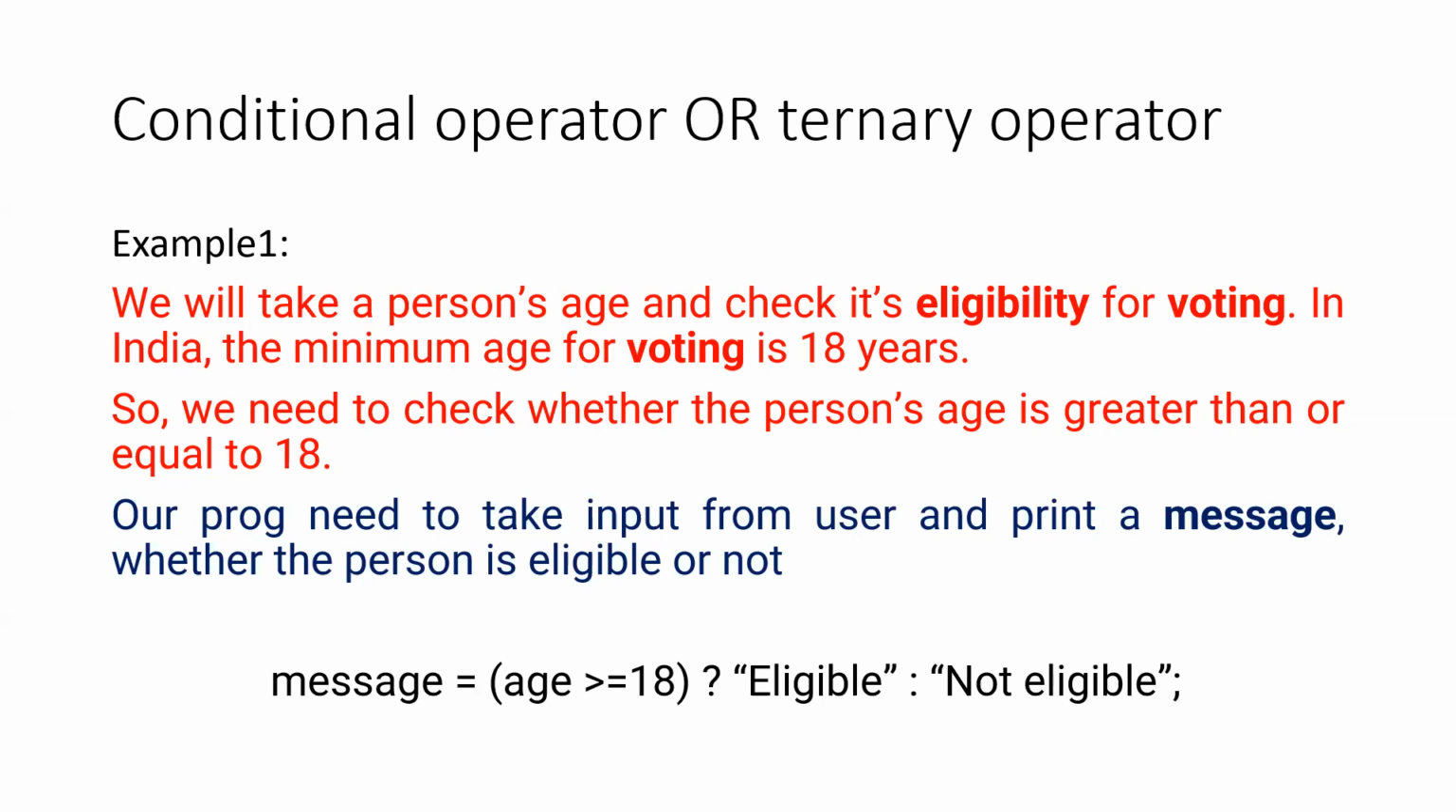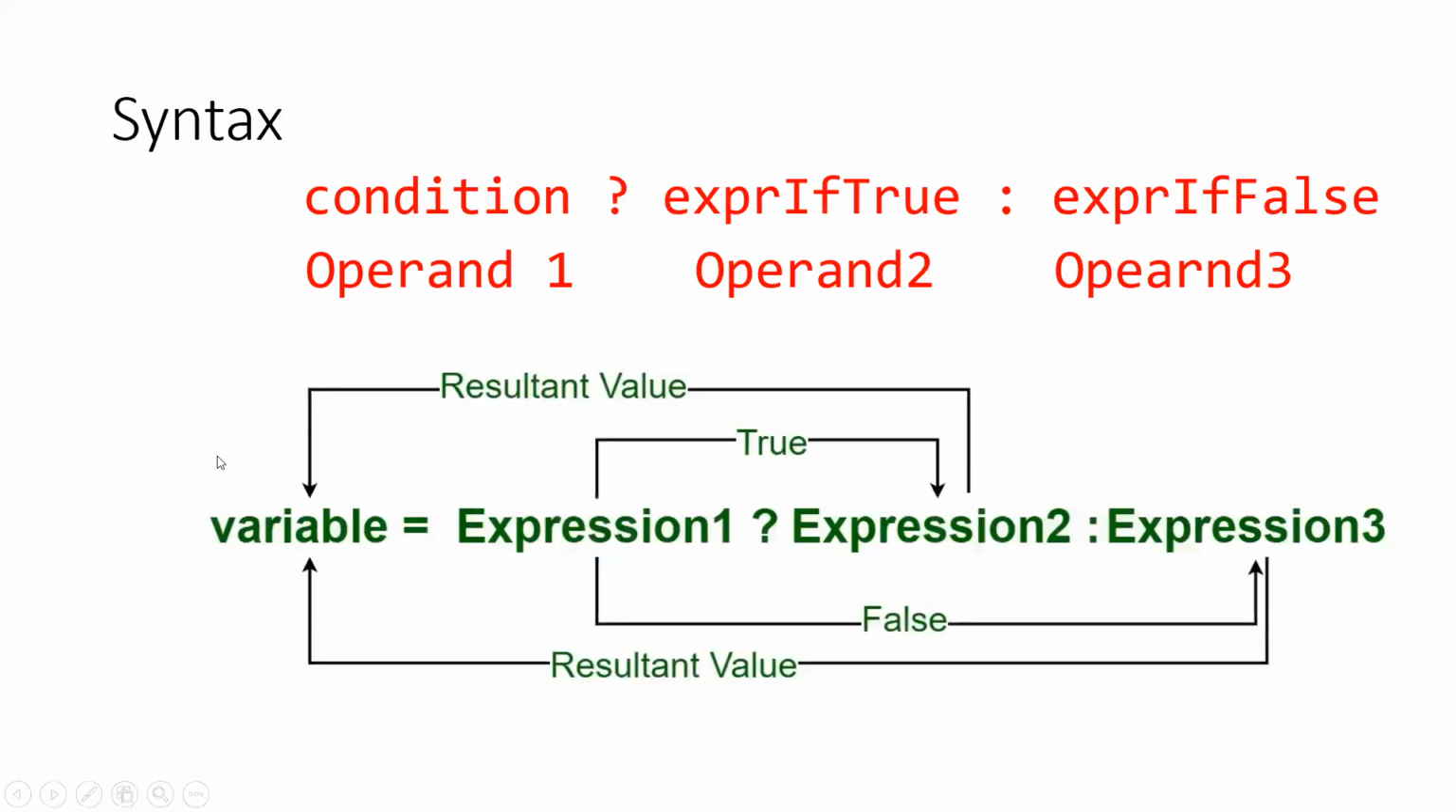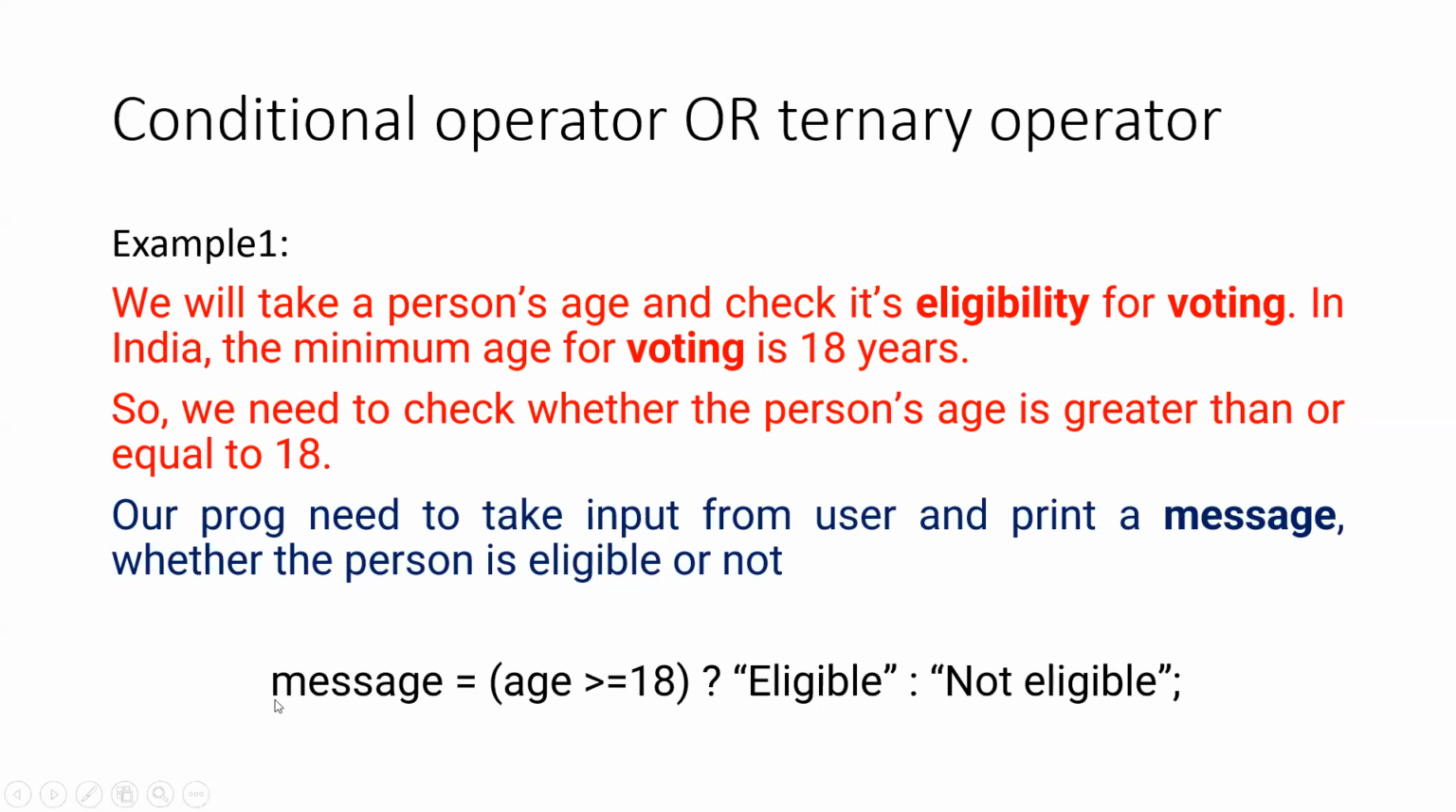So what is the essential part of our program? Our program needs to take input from the user in the form of the age of the user, and if it is 18 or above 18, then it will print a message, the person is eligible. If it is below 18, the message will be the person is not eligible. So let us understand, based on our syntax, what will be the format of the ternary operator to solve this particular problem.